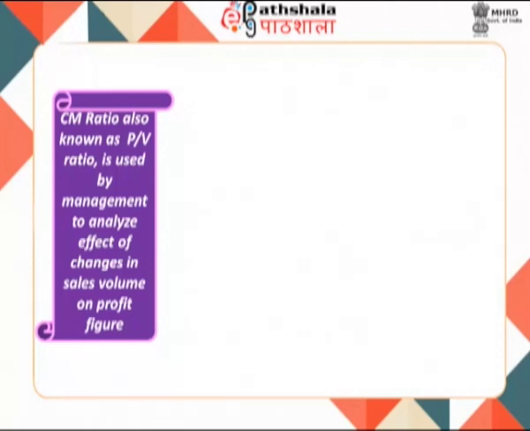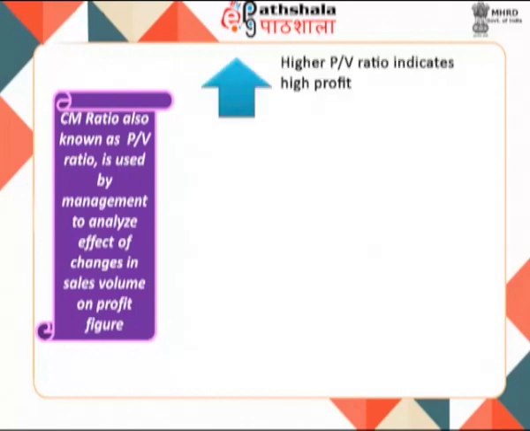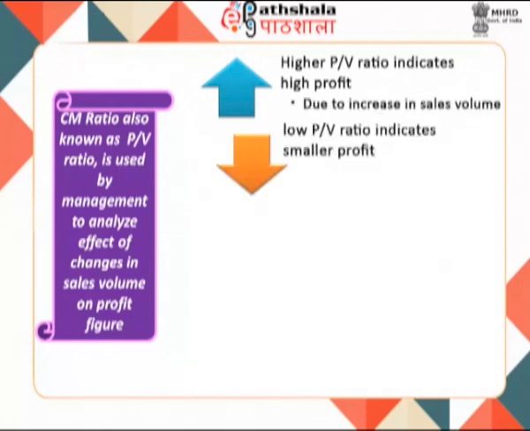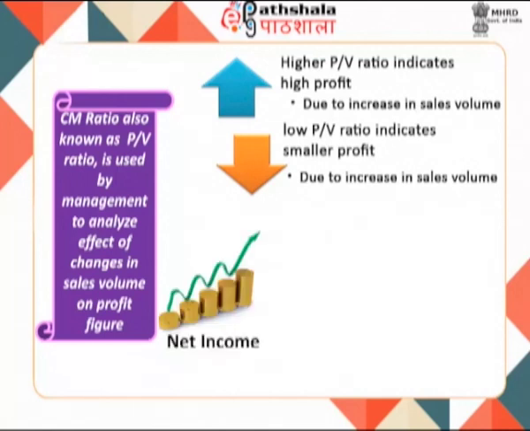This ratio is being used by the management to analyze the effect of changes in sales volume on profit figure of the business firm. Higher PV ratio indicates high profit due to increase in sales volume, and low PV ratio indicates smaller profits due to increase in sales volume. If a business firm has been able to cover fixed costs, the net income of the firm will increase by unit contribution margin multiplied by additional sales units, that is, the change in sales volume.